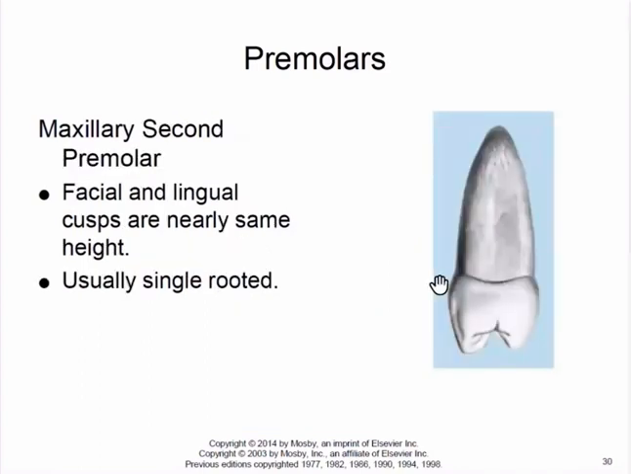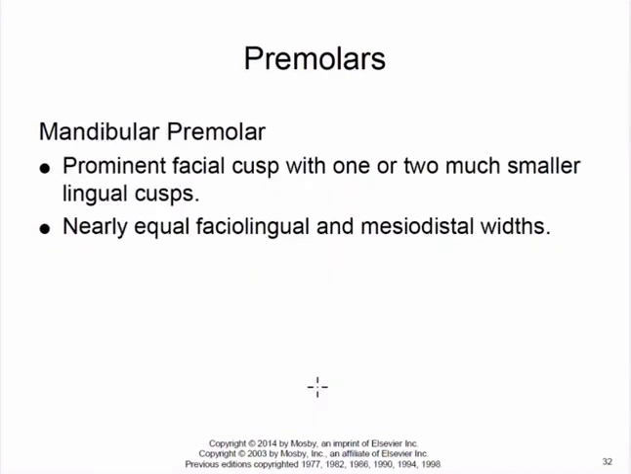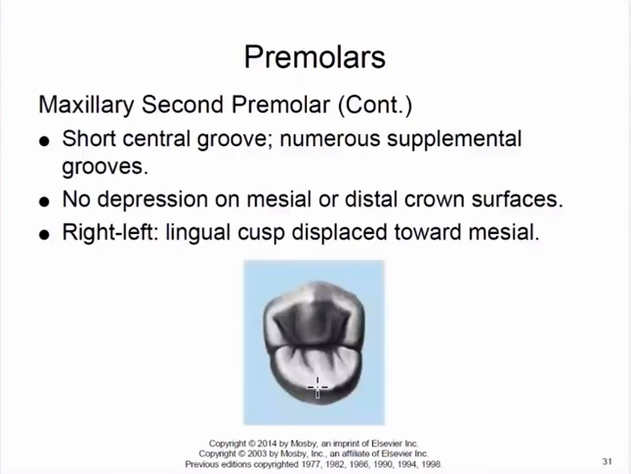Second premolar, we have usually nearly the same height. We don't have a lot of difference, like in the maxillary first premolar. Single root mostly. We have a shorter central groove. We don't have any mesial developmental depression or mesial developmental groove. We know right from left through the lingual cusp, which is displaced mostly to the mesial side compared to the midline of the root. We can also know from the tipping distally of the root.